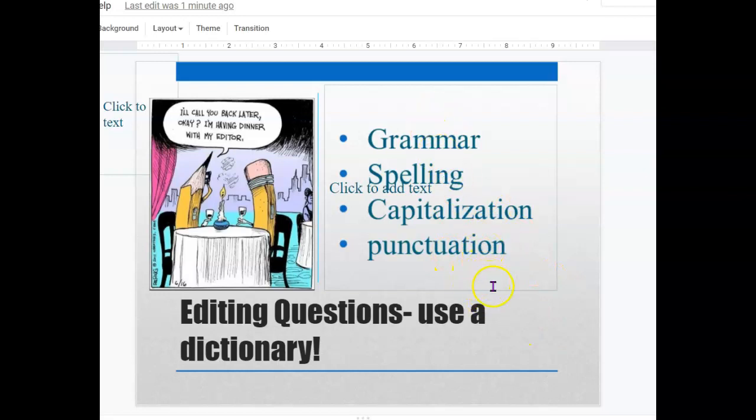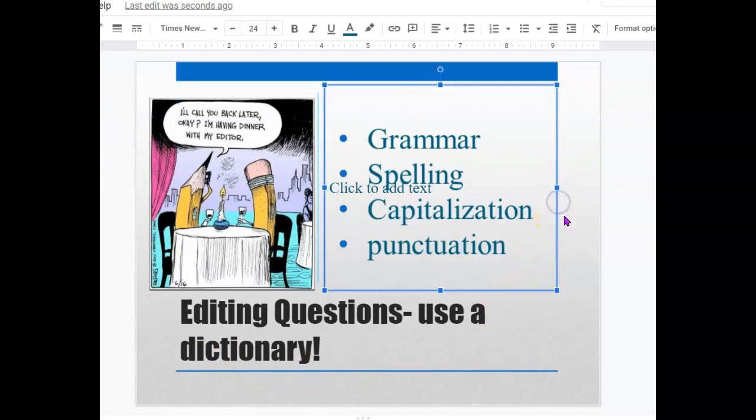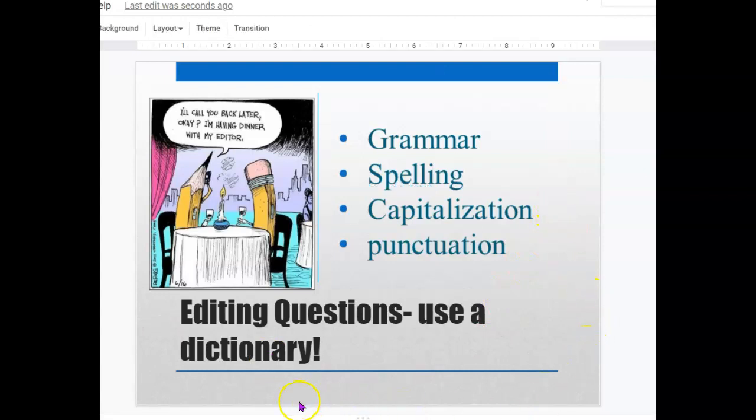All of those things are important in the editing section of the test. The spelling questions, no one should ever miss. You should never miss the spelling because you can check it with the dictionary. So please do that and make sure you get those questions right.